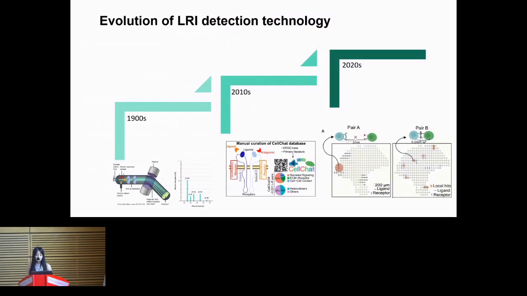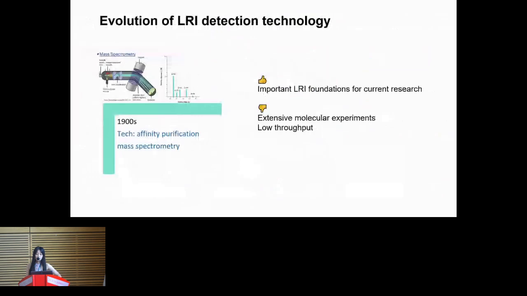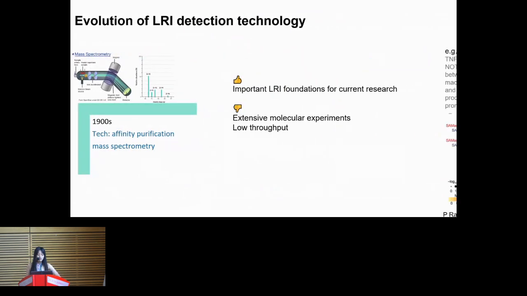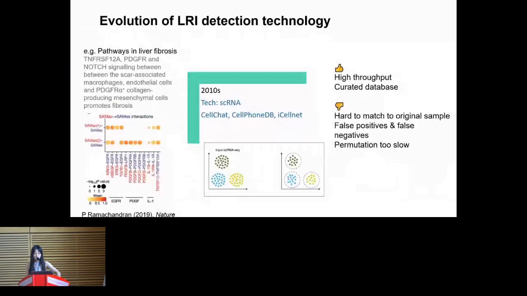Affinity purification and mass spectrometry were very popular in the past, but you can imagine it's labor-intensive and low throughput. Since single-cell sequencing got prevalent, there have been a few high-throughput methods to identify LRI, ligand-receptor interactions, such as CellChat, SpatialDM, and SNI. For example, Ramachandran used SpatialDM to identify a signaling between macrophage subtype and mesenchymal subtype that could promote liver fibrosis. But there are a number of things that should be aware of for these methods.